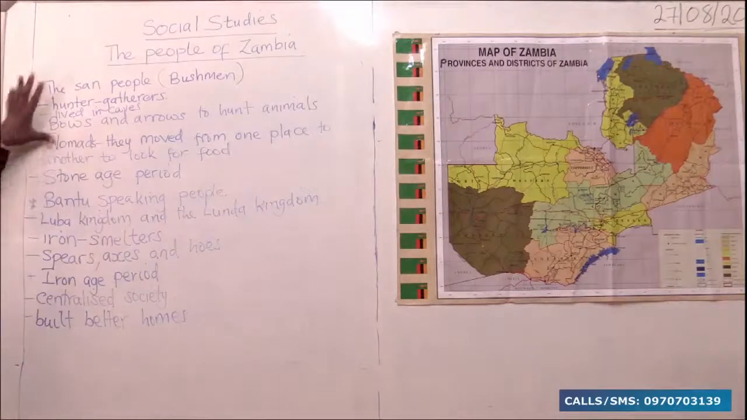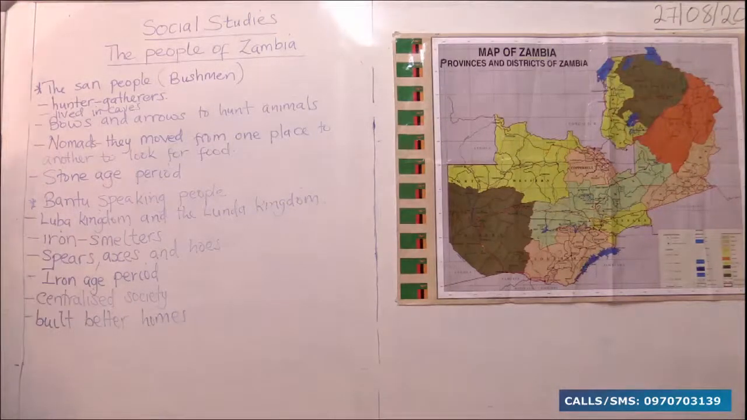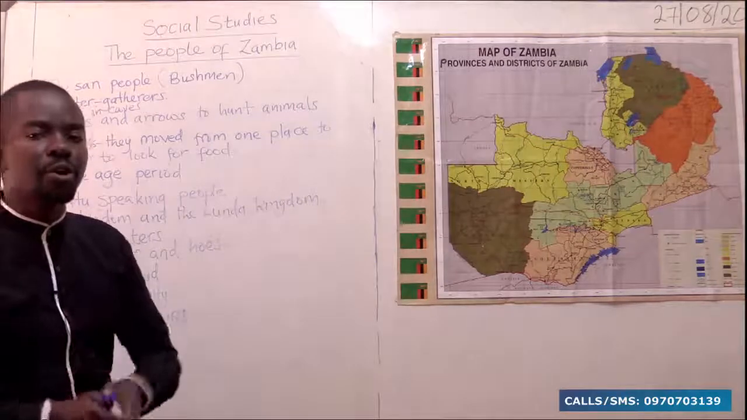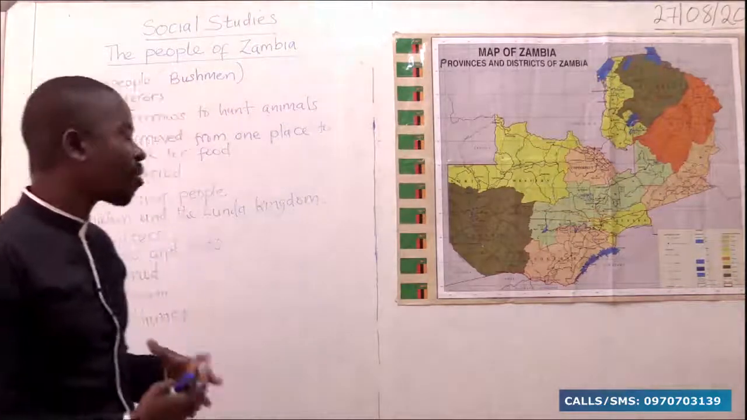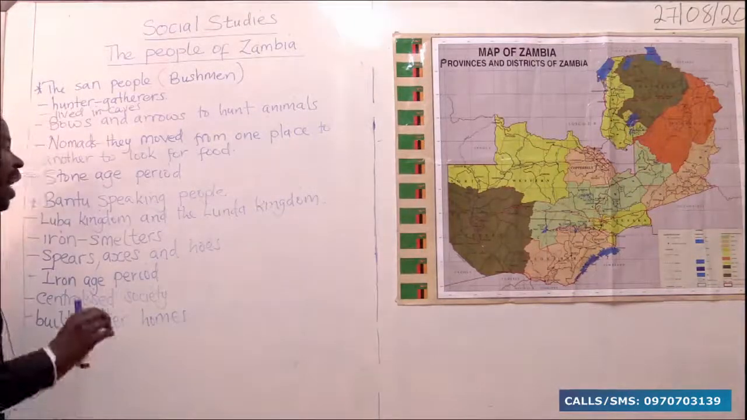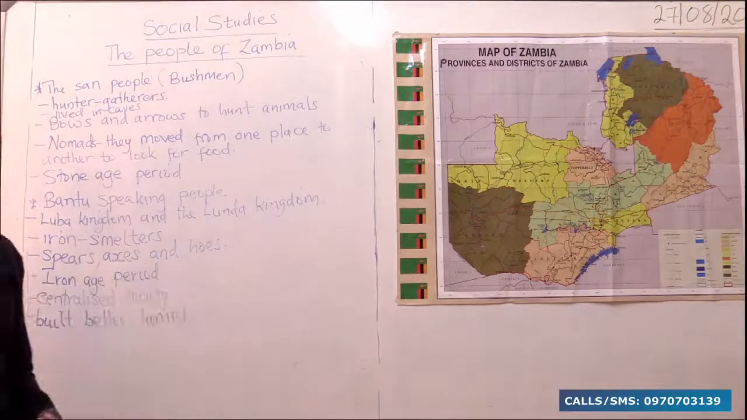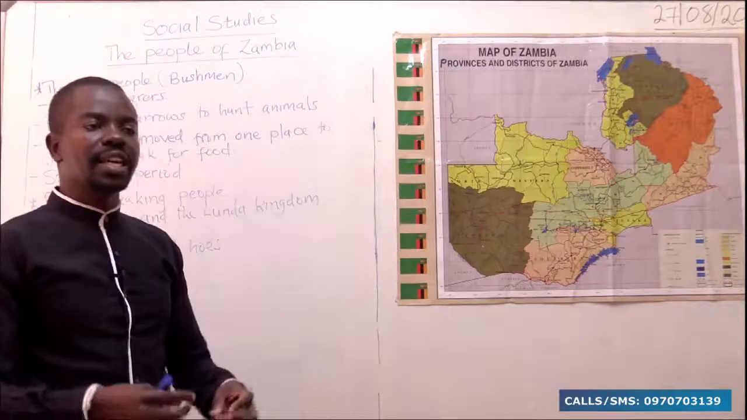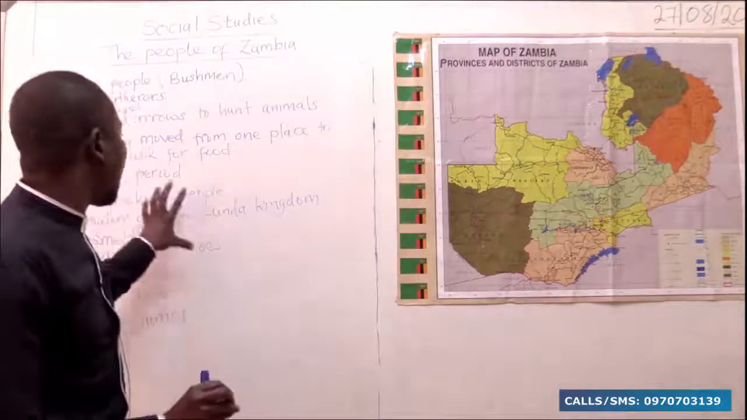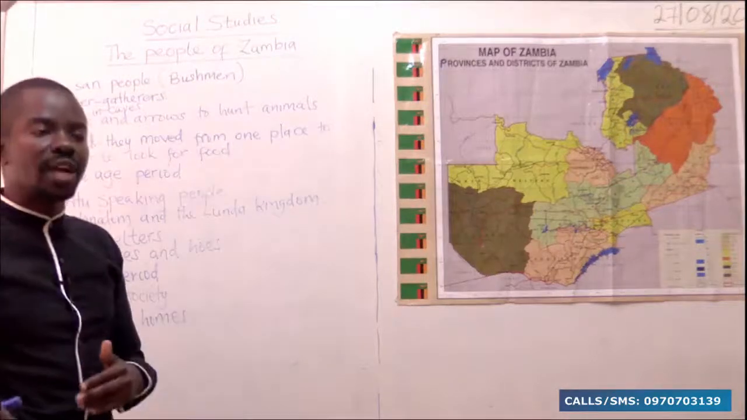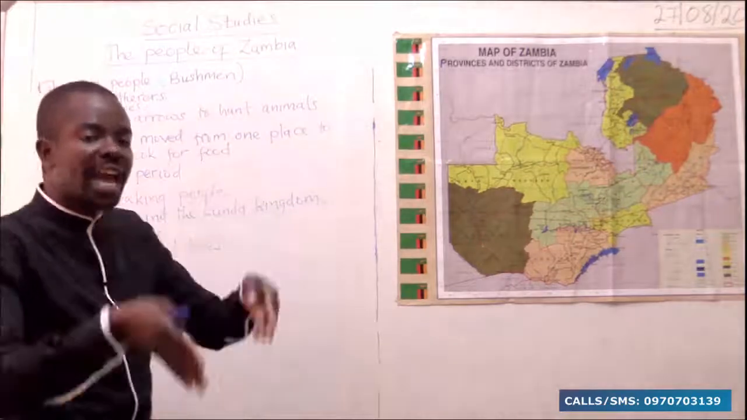Okay, so that's all about the San people. Now let's go to the Bantu-speaking people. The Bantu-speaking people came from Adamawa and Cameroon Highlands. Due to land wrangles in those areas, this forced some of them to move eastwards.